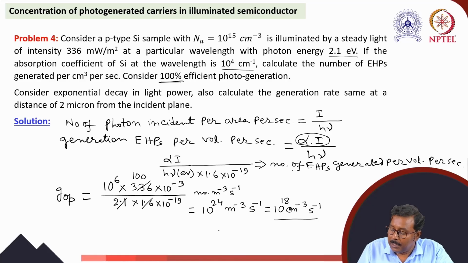So this can be written as, microsecond means 10 to the power minus 6 second. So per second, this is in denominator. So you have to divide this by 10 to the power 6. So 10 to the power 12 centimeter to the power minus 3 microsecond inverse, because 10 to the power 6 microsecond is equal to 1 second.